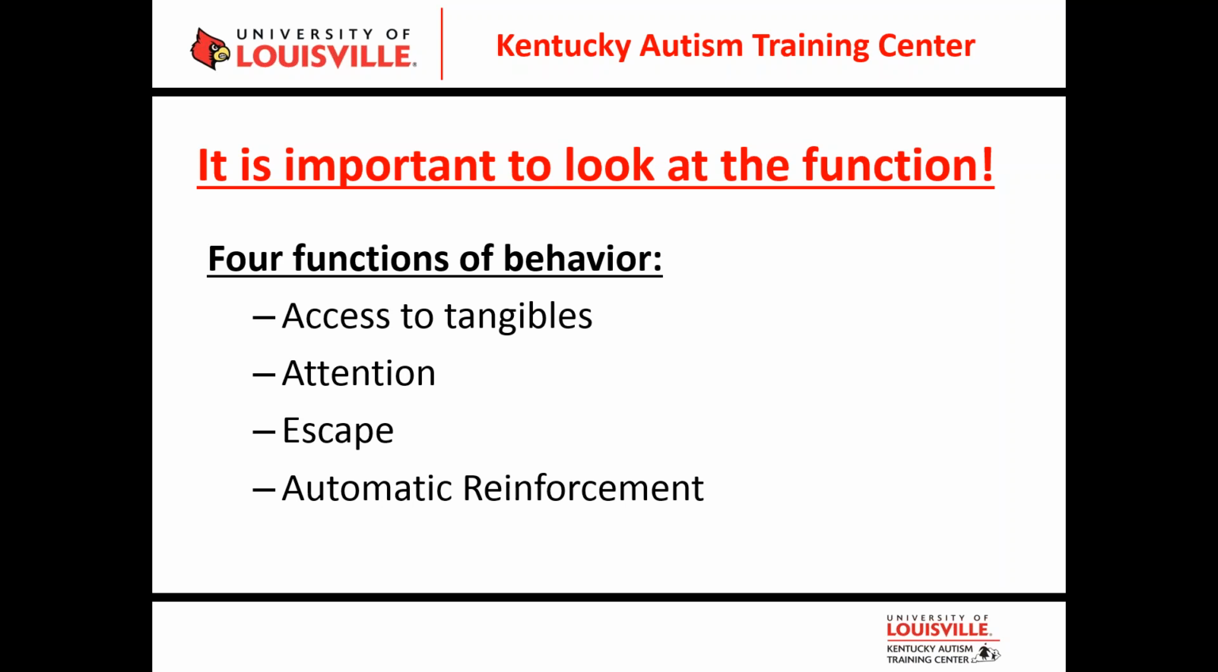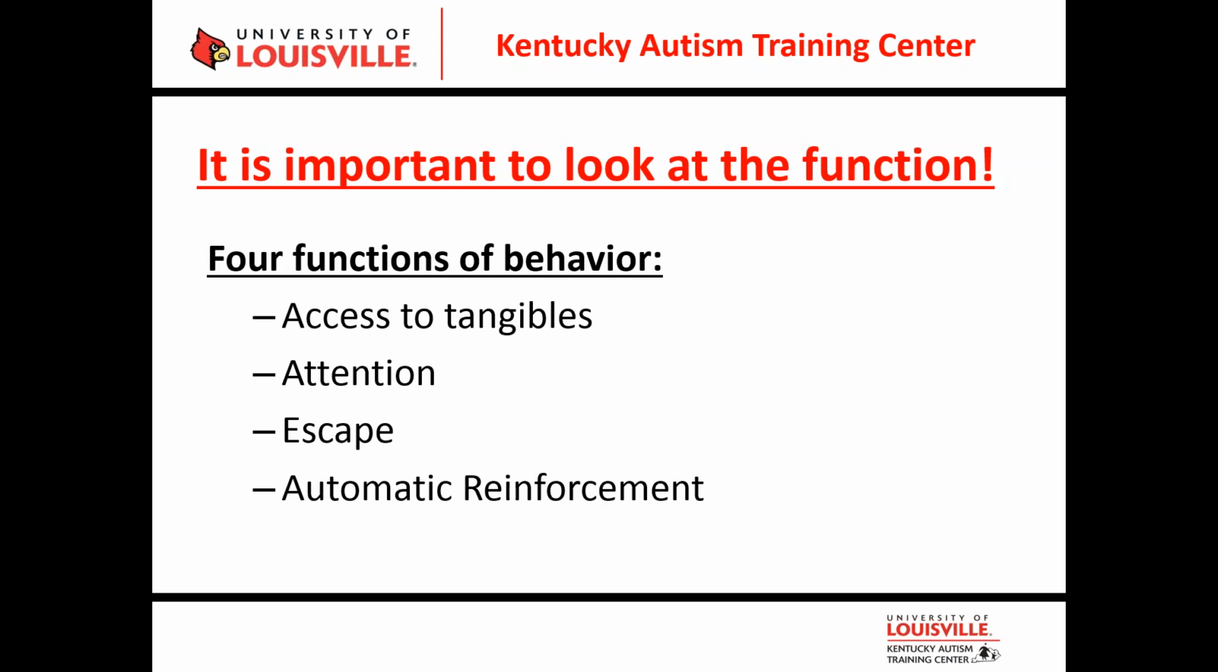So for example, in the area of access to tangibles, if the student or child wants an apple, and we have analyzed the behavior and found that every time they want an apple they engage in this behavior, then we can teach them how to ask for the apple instead of screaming or hitting someone. If our child or student wants attention, we can say, okay, we've analyzed it and it looks like they're trying to gain attention. So how can I teach them to get attention? Can we teach them to tap on a shoulder, say excuse me, or ask for attention from an adult or a peer?